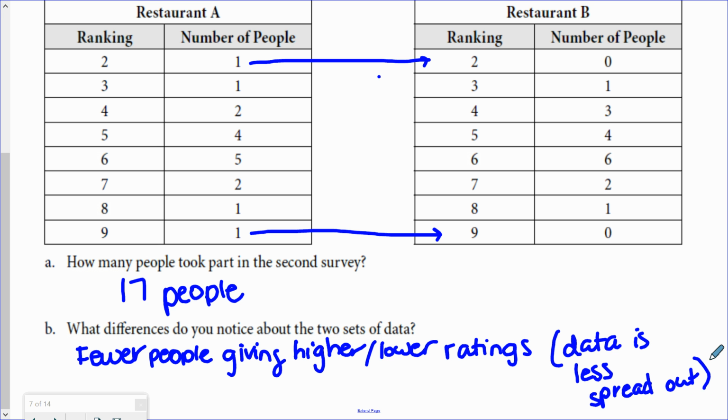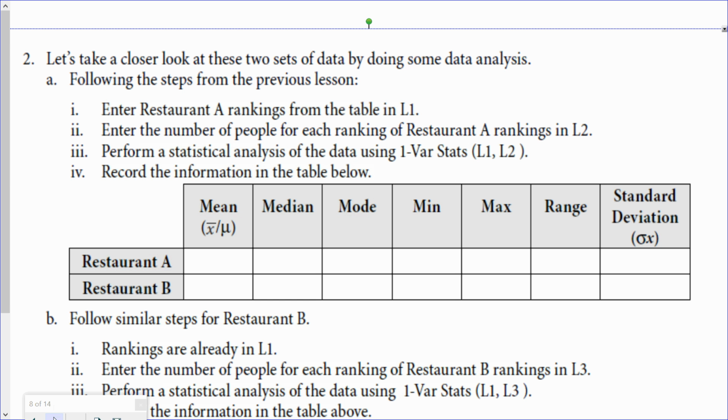Sorry, I'll let you write that down if you're writing. So now we want to do some of that analysis. We did restaurant A the other day. You can do it again, or you can flip back those couple of pages to get information on the mean, median, mode, minimum, maximum, range, and standard deviation. I guess we hadn't written down the standard deviation. So just practice doing those keystrokes for restaurant A and restaurant B.